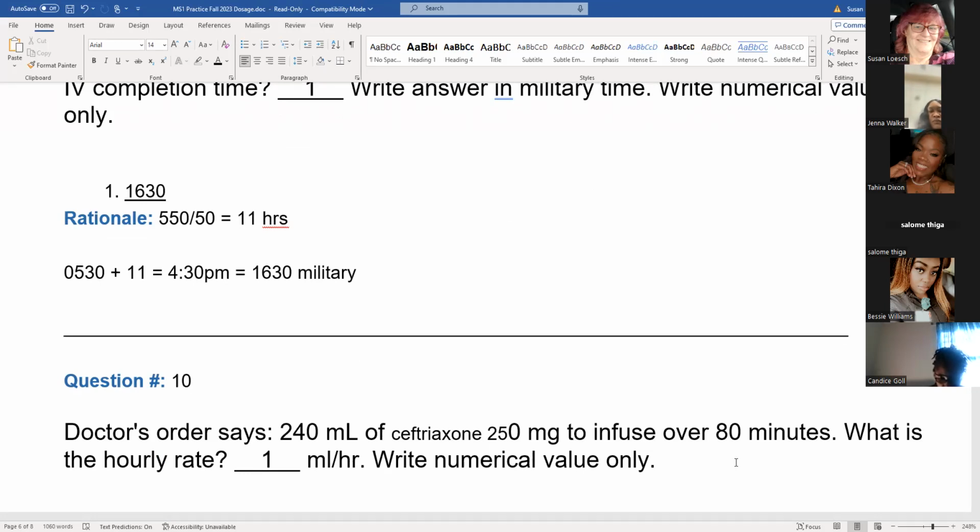Desired over have gives you your volume, right? And it gives you what else? The time. So this is going to be volume over time. Okay? But the problem is your time is in what? Minutes. And you need mLs per hour.